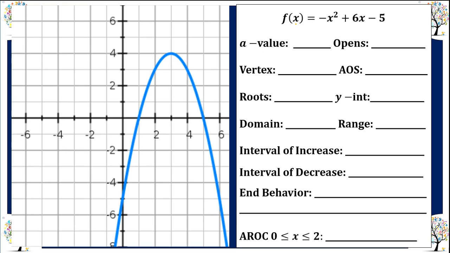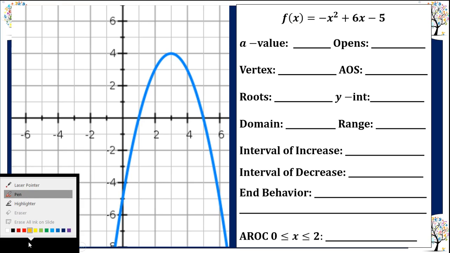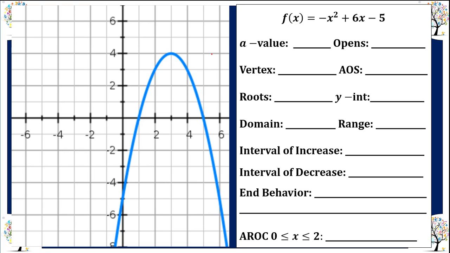Because we are given a graph, identifying the key features is going to be a bit easier than when we do not have the graph. So our a value is -1. Because it's negative, our parabola opens down. Obviously, we can see in the graph it opens down. Our vertex is (3, 4), so we write that as an ordered pair.